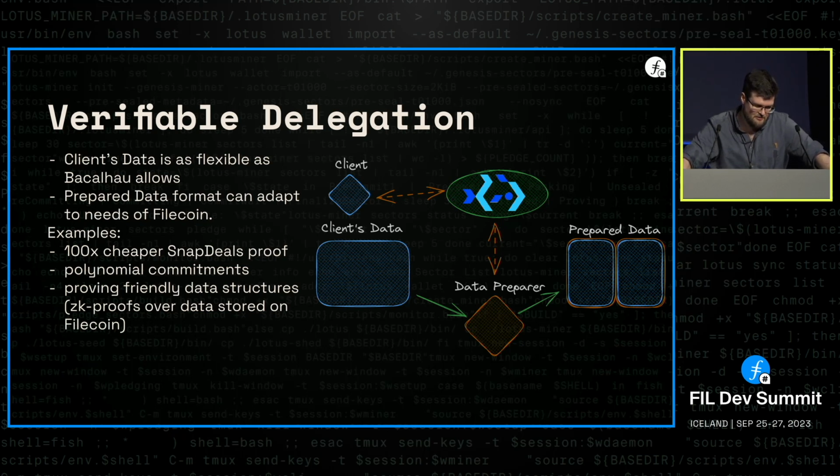Because back when we implemented Snapdeals, over a weekend, I implemented an alternative version of Snapdeals that went through trusted setup. So we have a circuit for it. And there was also a FIP discussion about cheaper Snapdeals, Poseidon Snapdeals. So it's possible to do it. The question is, how do we solve the client side? Which is what this whole presentation is about.